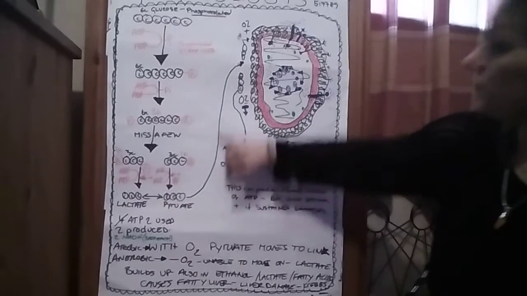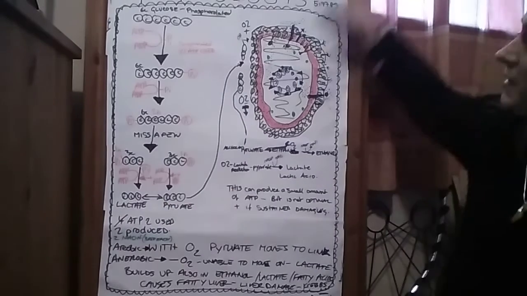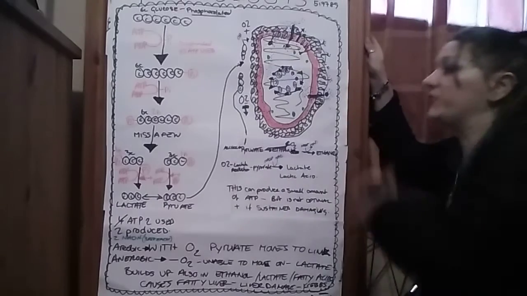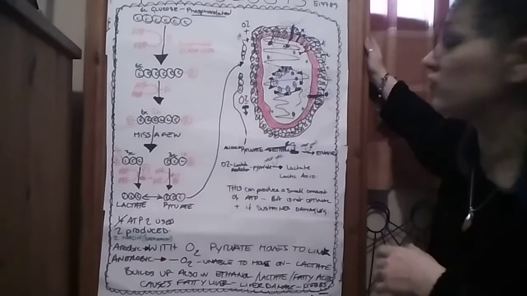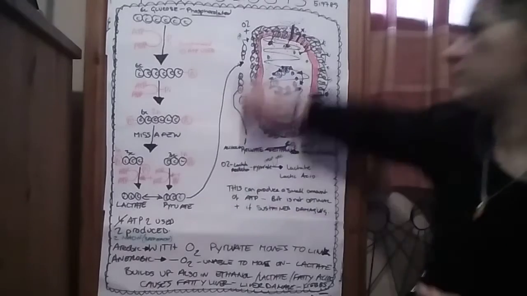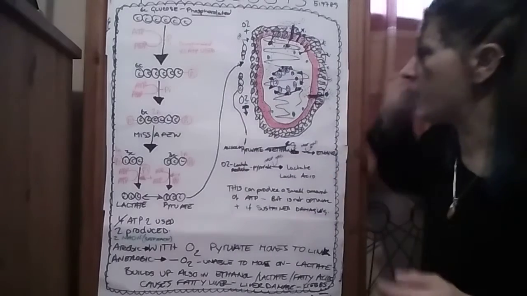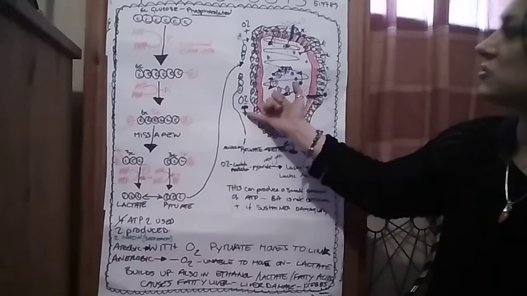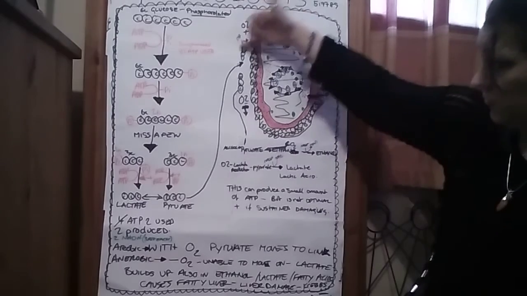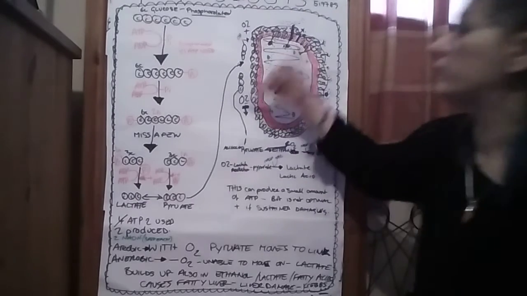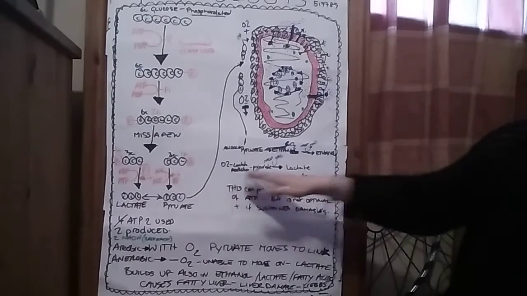If pyruvate is brought over to the mitochondria in the presence of oxygen, transporters will help it cross the membrane into the mitochondria. This is an anaerobic process. This becomes an aerobic process. In anaerobic conditions, we've got decreased oxygen here, increased oxygen or good oxygen saturation, it will go through into the mitochondria. If we have a lack of oxygen, we're going to go back into this lactate cycle.